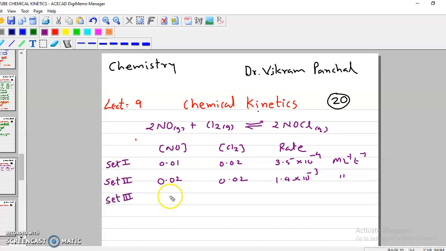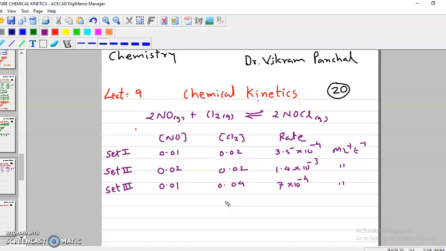In set 3, to find Y, we keep the moles of NO the same as the first set, but we change the moles of chlorine and make it double. And we found that the rate is equal to 7 into 10 raised to minus 4 mole per liter per time. That means even Y is not equal to 0.